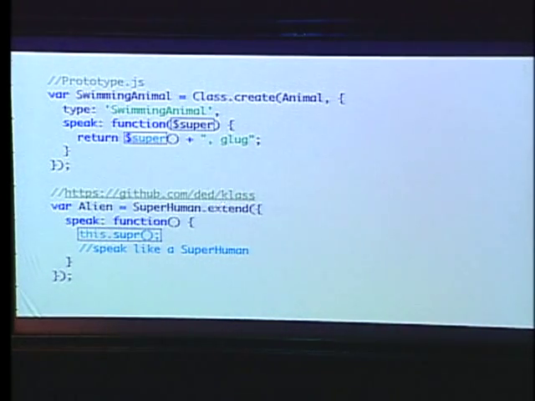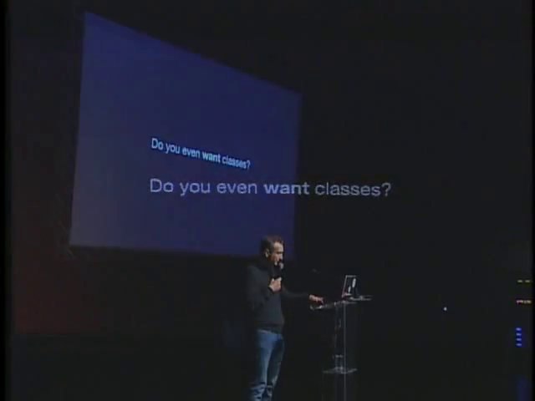Here's another class library, and again it's the same kind of problem. This super is not actually referring to the method that you want to get the super of. It's referring to the object. In this case, it's the alien. So again, they have to pass this and they have to wrap it. So it's pretty awkward. Not very easy to write, not very easy to understand either.